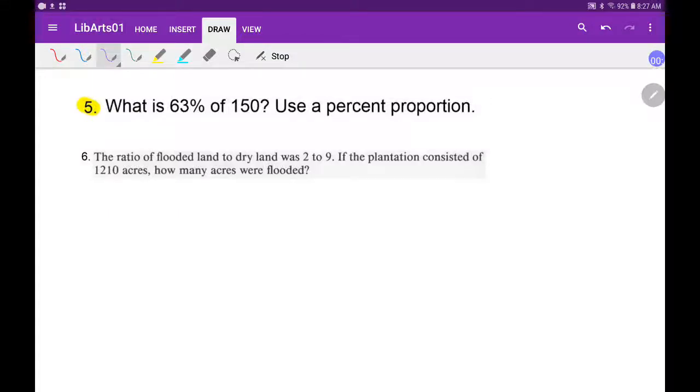Okay, so what is 63%? We know what to put 63 on top of, right? And we know what "of" means. "Of" means something about 150, so don't forget that. A percent proportion, so you're going to have, well, you know what to do.